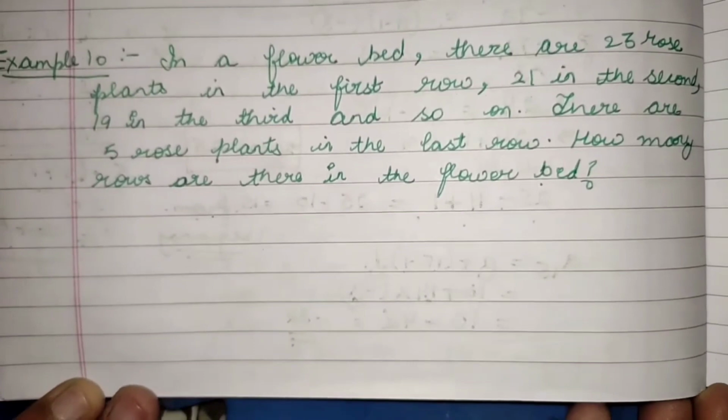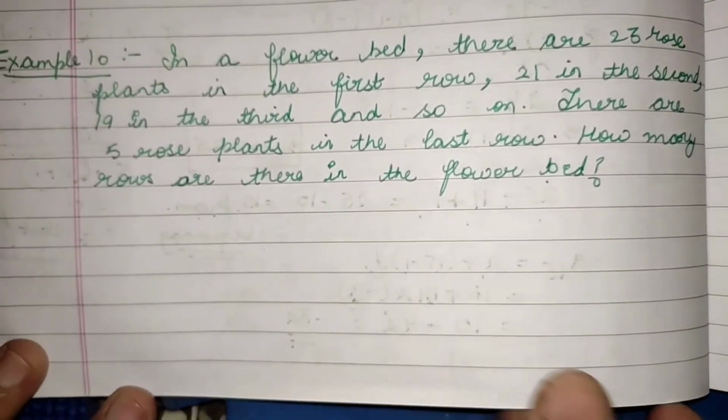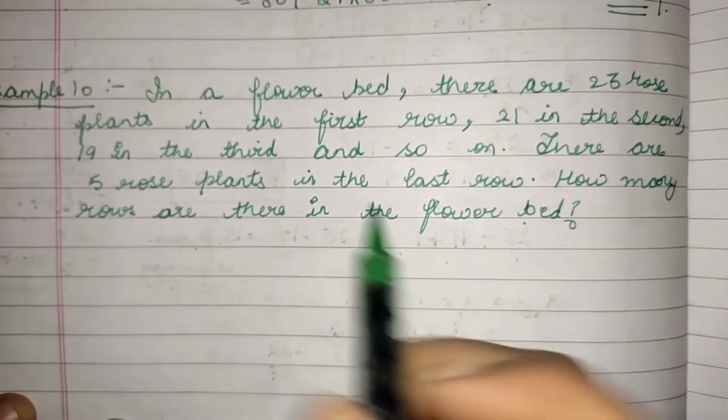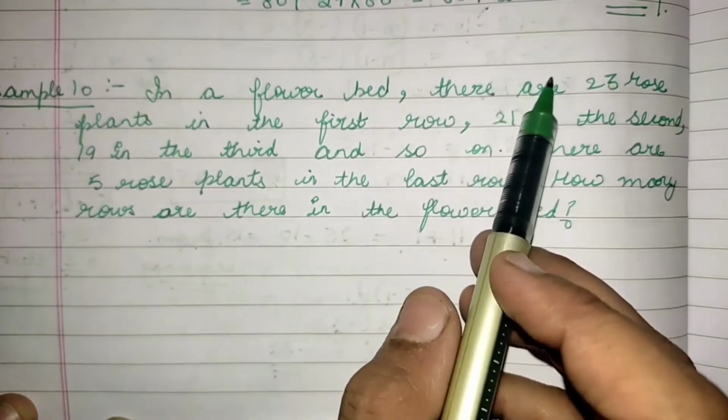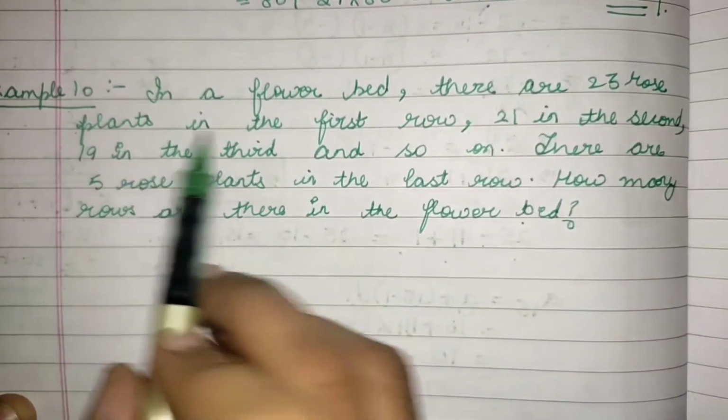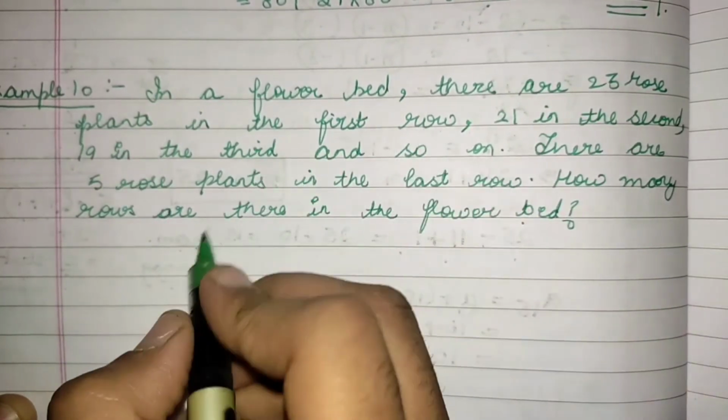Okay. So moving to the next example, example number 10. Example number 10 says that in a flower bed, there are 23 rose plants in the first row.